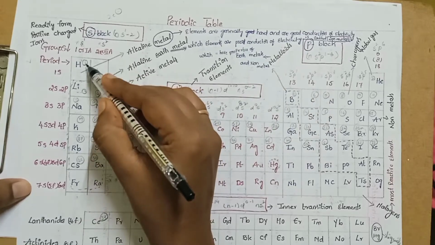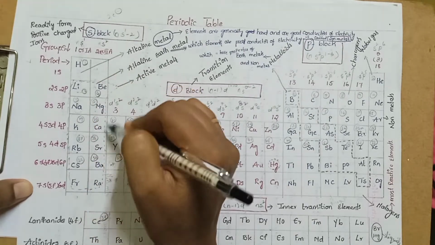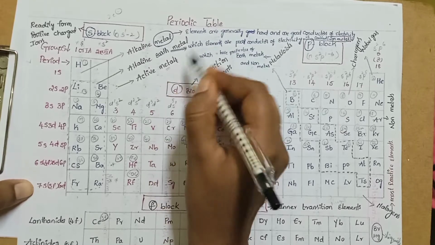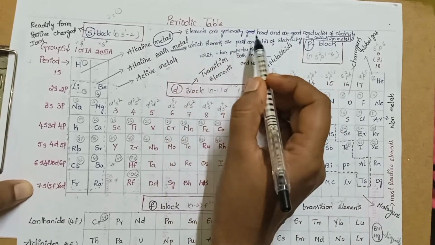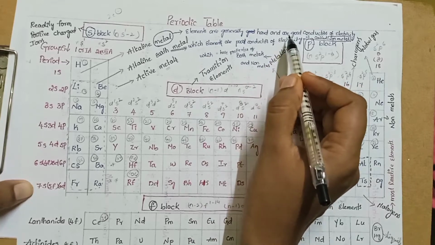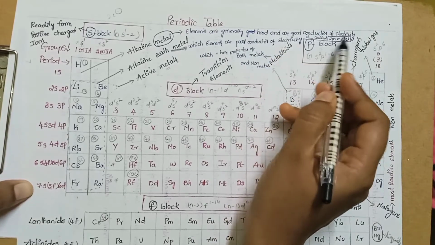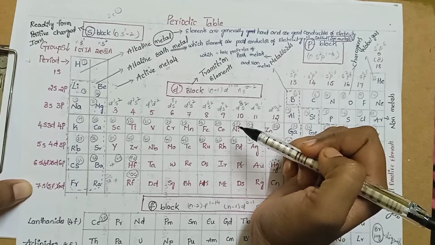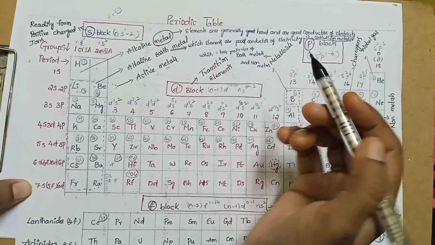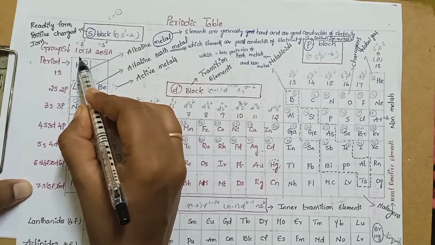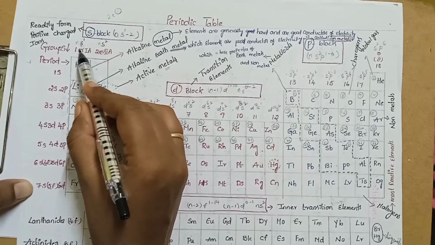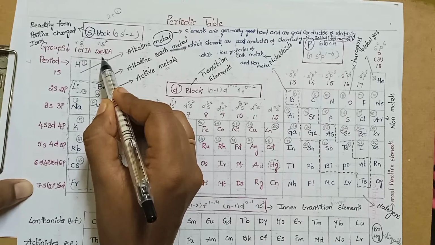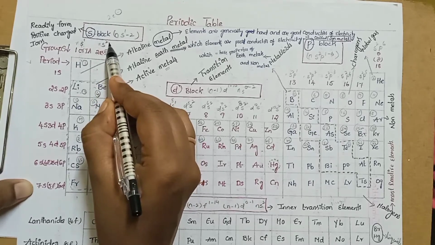So except hydrogen, all the remaining elements are active metals. Okay, so what is a metal? Elements that are generally hard and good conductors of electricity are known as metals. Okay, so group 1 general configuration is ns1 and group 2 or 2A general configuration is ns2.